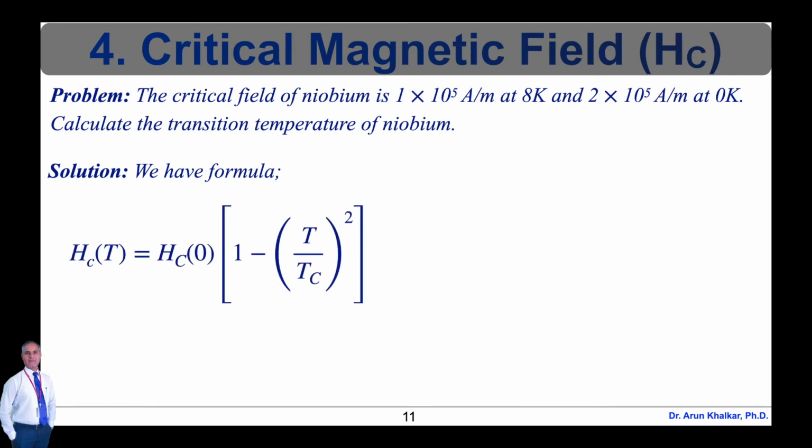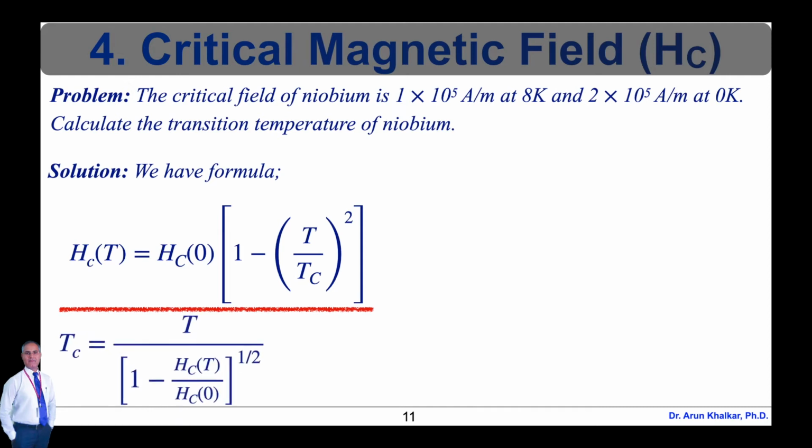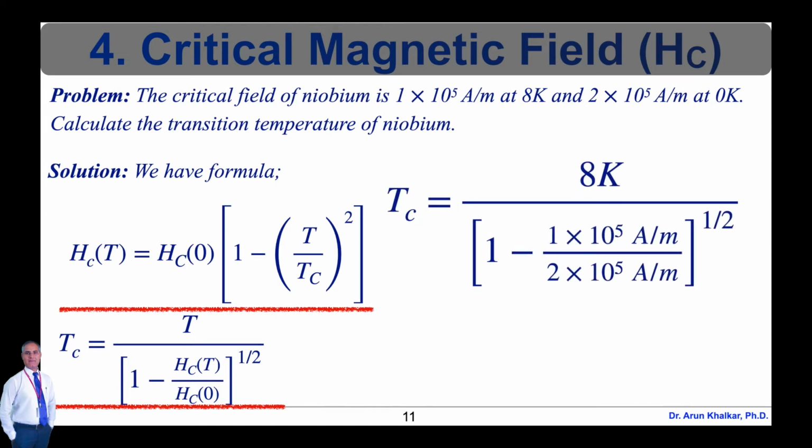We have the same formula, HC(T) is equal to HC0 times bracket 1 minus (T upon TC) whole squared. So rearranging this equation for Tc, that is critical temperature, Tc is equal to capital T upon 1 minus (HC(T) upon HC0) raised to half. So simply putting the values in this formula, Tc is equal to, temperature is 8 Kelvin divided by 1 minus (1 into 10 raised to 5 ampere per meter, which is HC(T), and second one is HC0, that is 2 into 10 raised to 5 ampere per meter) raised to half.